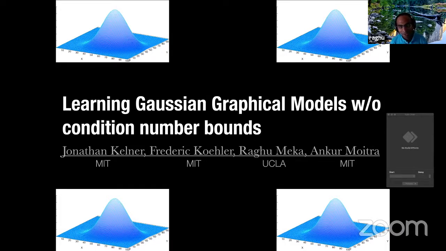Today I'll talk about Gaussian graphical models and learning Gaussian graphical models with few samples. This will be similar to Ankur's and Mark's talk. The main difference would be that we'll be dealing with continuous random variables instead of discrete random variables. And this is based on joint work with John Kellner, Freddie Kohler, and Ankur.